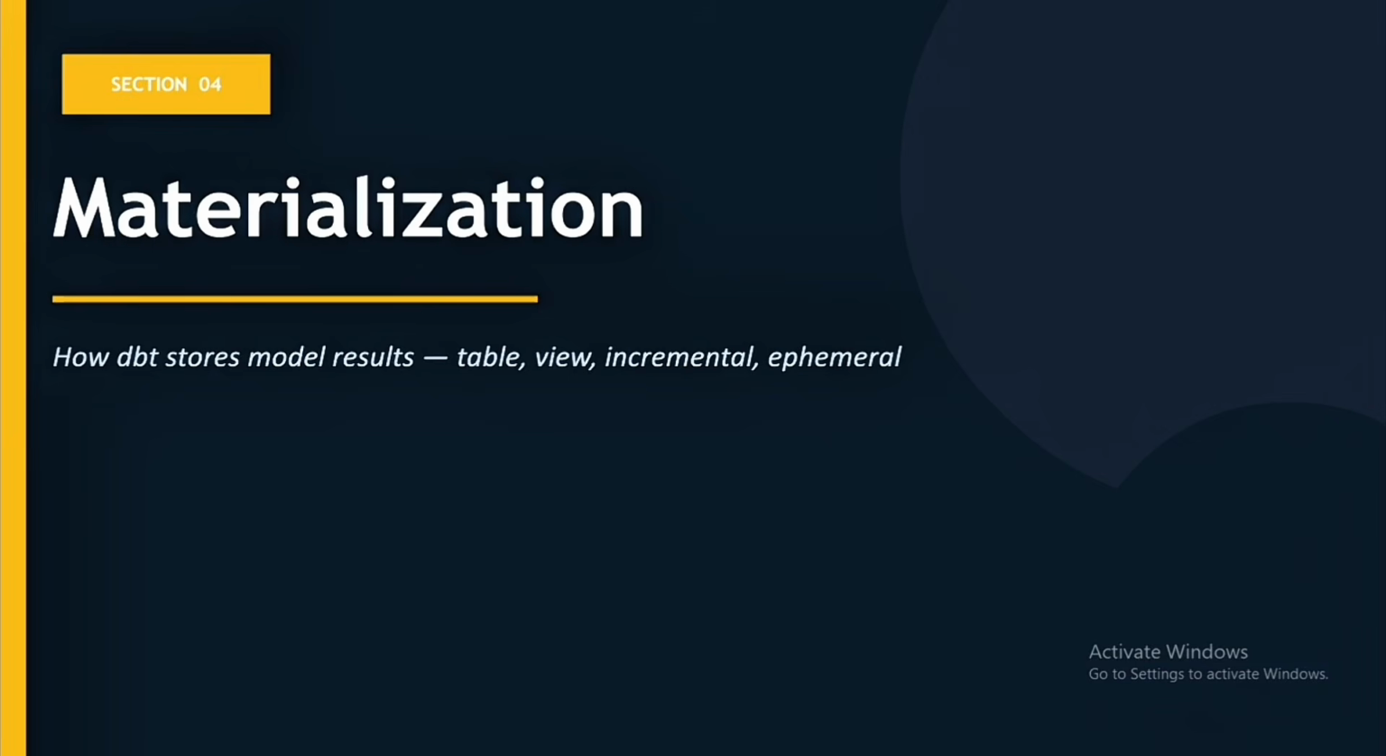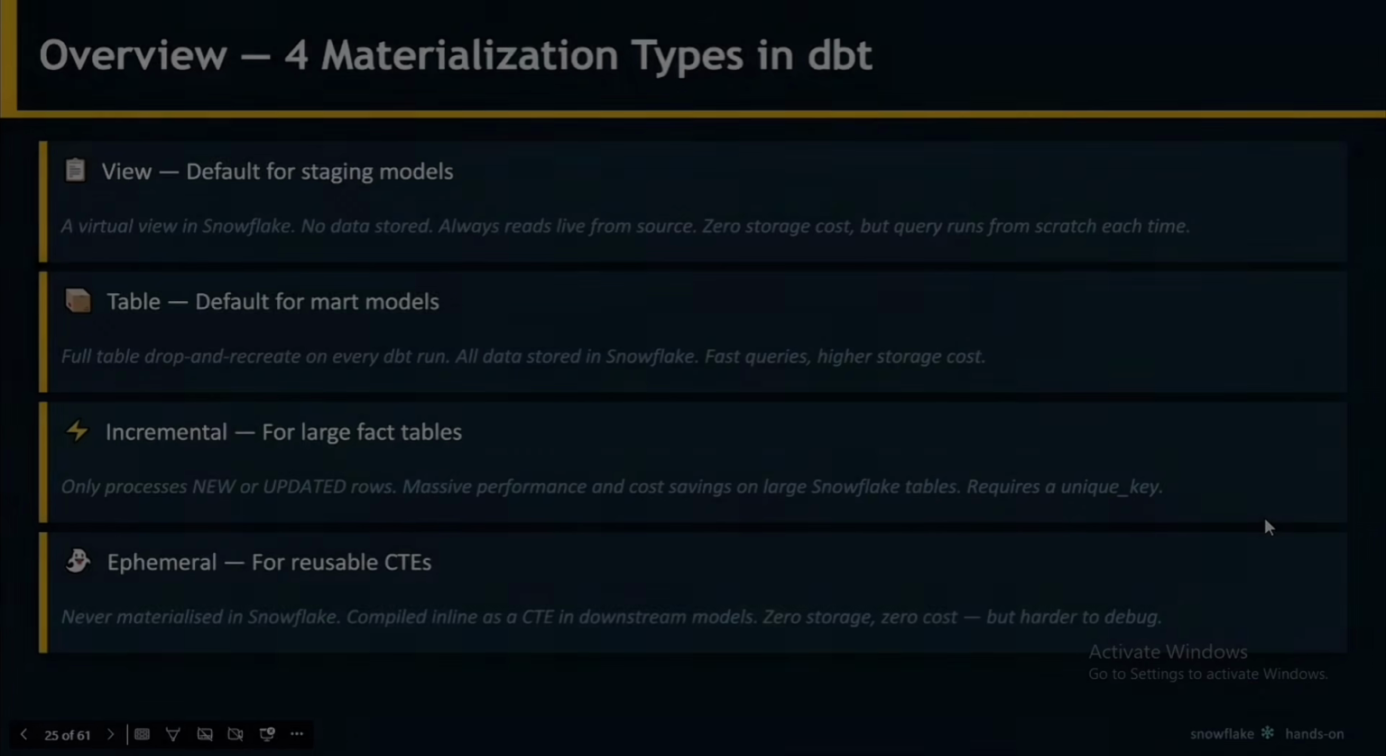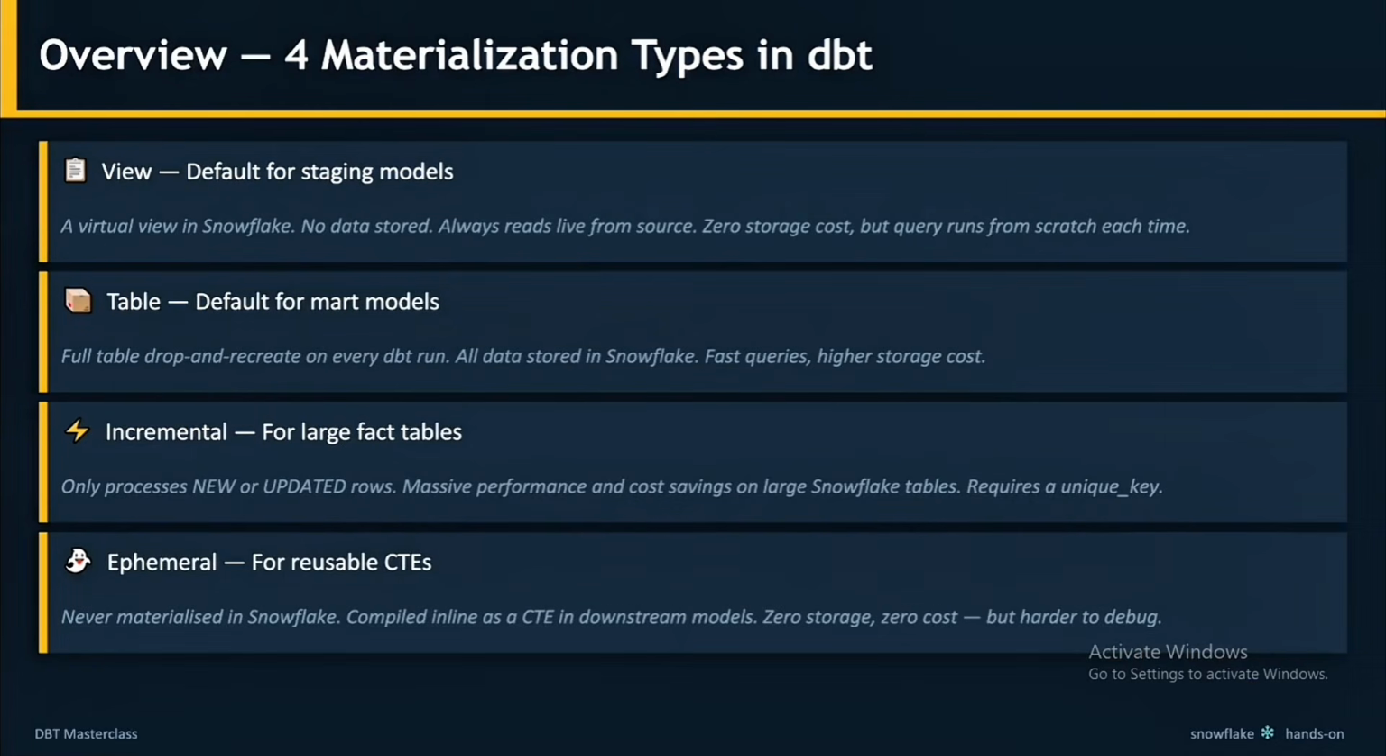Let's look at the objectives. Let me introduce all four materialization types and their most important characteristics. First is view.